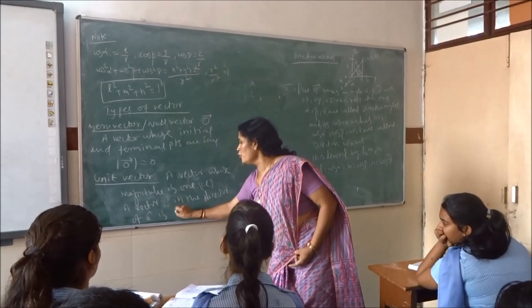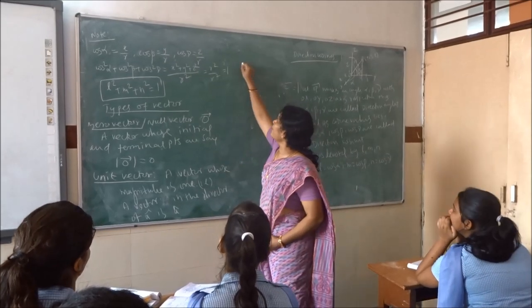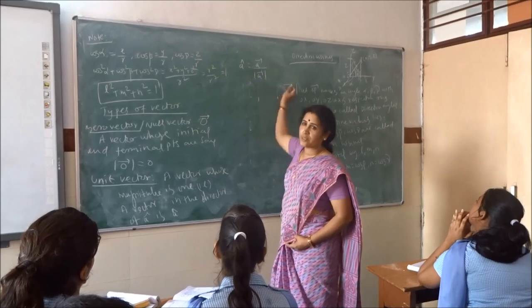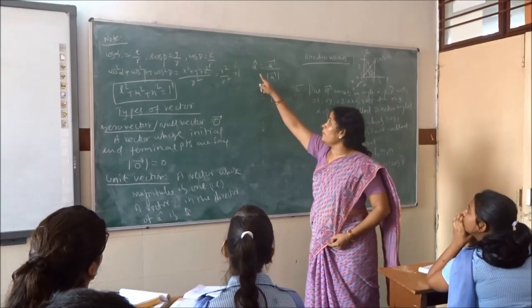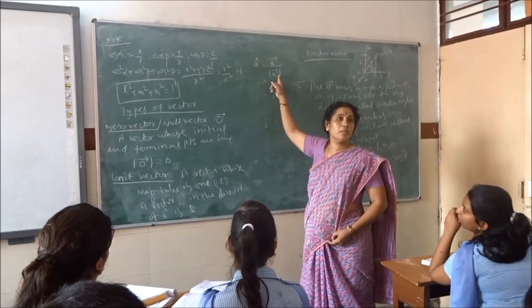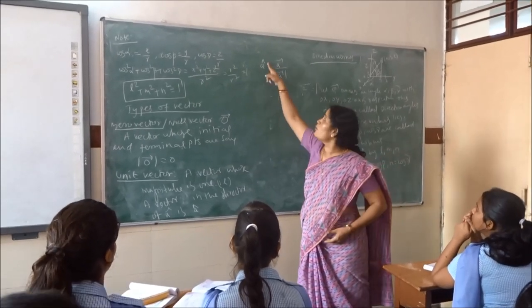A vector in the direction of A vector is denoted by A cap. That's what I will explain to you. A cap equals, how can we find it? A vector upon the magnitude of A vector. For example, see, how to find the unit vector? That vector upon its magnitude. Then only you will get the total magnitude as 1.